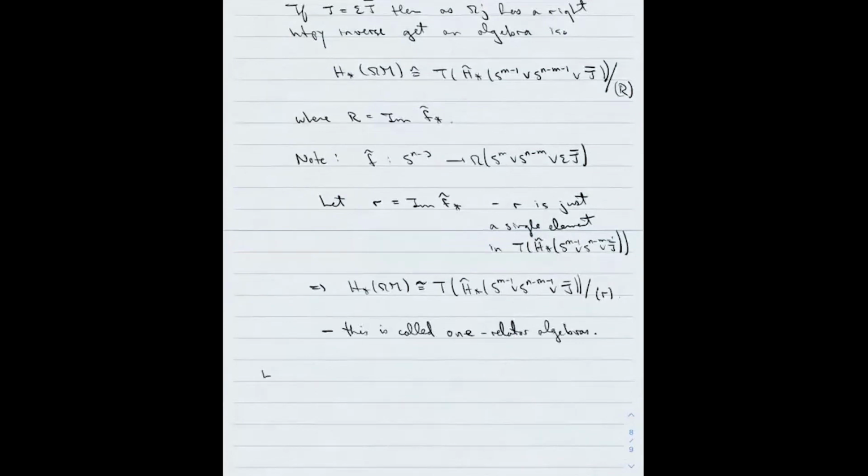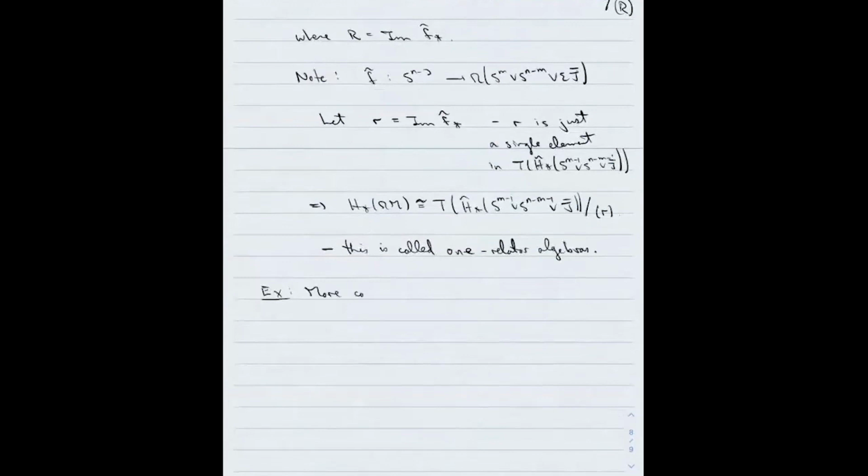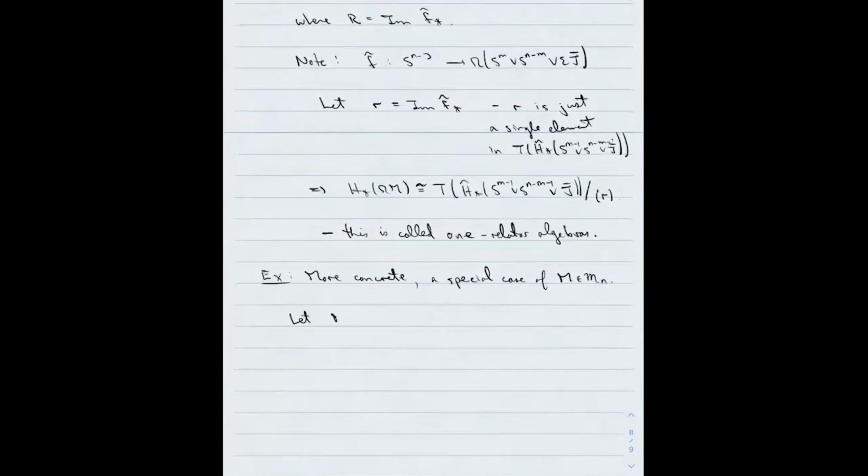For example, if you were to take a more concrete example, and this would be just a special case of the previous example. So let's take M to be a connected sum of products of two spheres. And we're going to assume that all of the spheres are at least simply connected.